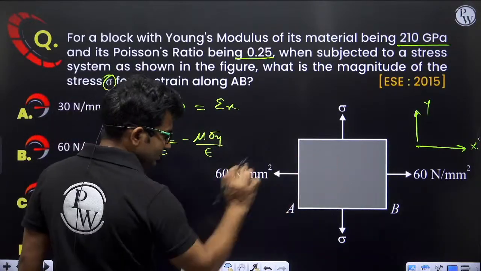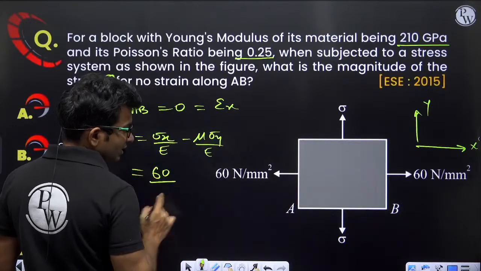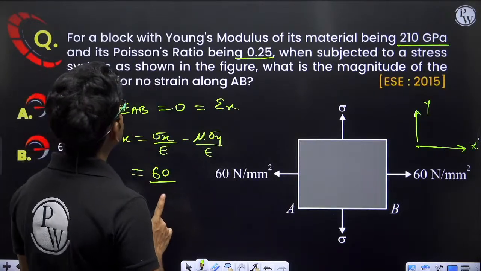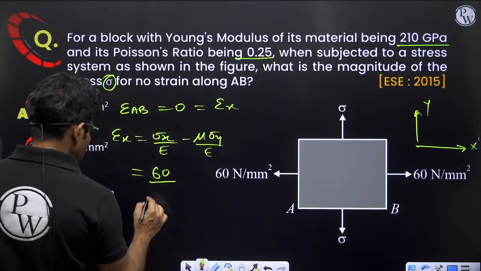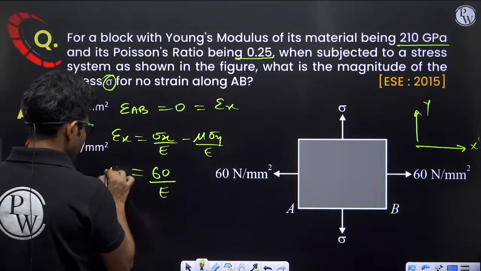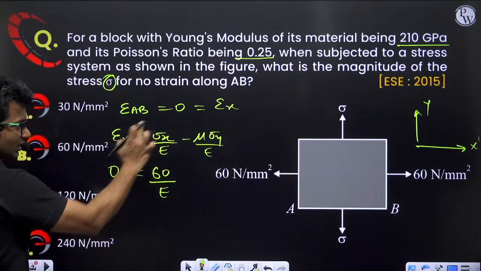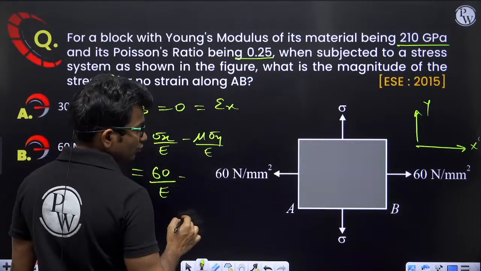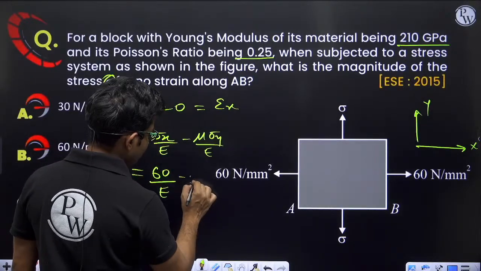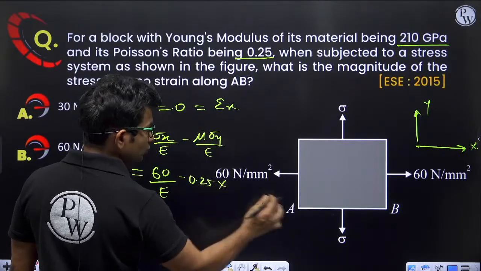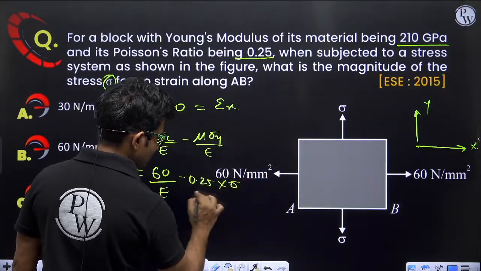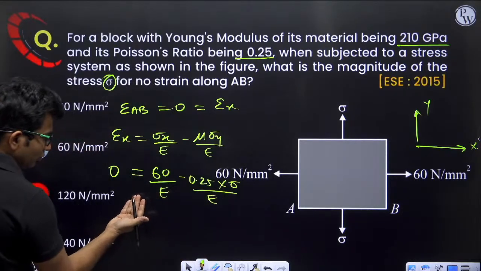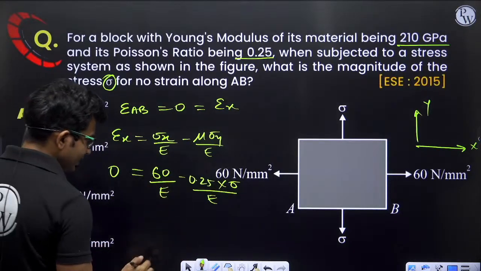So sigma x is given as 60 Newton per mm square. Young's modulus, let us say E only, and this strain is 0 minus mu. What is the value of mu? 0.25, into sigma y, which is sigma, divided by E. So E will come common, multiply by 0, it will be cancelled out.